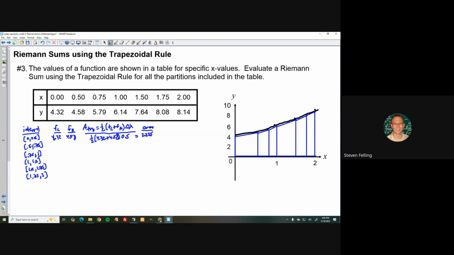So now for this interval, from here to here, the two heights are 4.58 and 5.79, and so the area is 1/2 of 4.58 plus 5.79 times the width of that interval, which is 0.25. And that ends up being 1.29625.